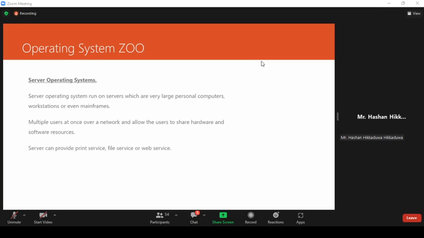Then server operating system. Server operating systems run on servers, which are very large personal computers, workstations, or even mainframes. They serve multiple users at once over a network and allow the users to share hardware and software resources.